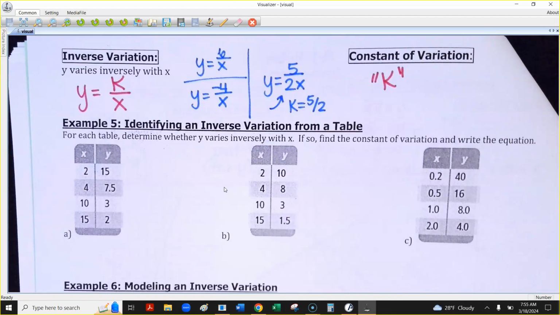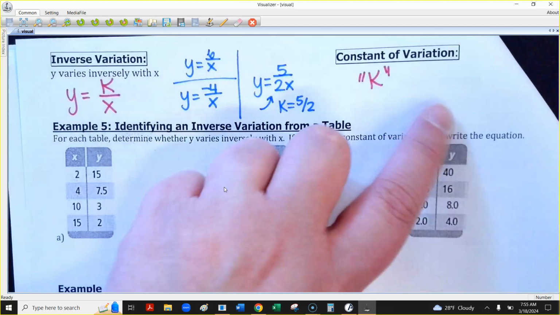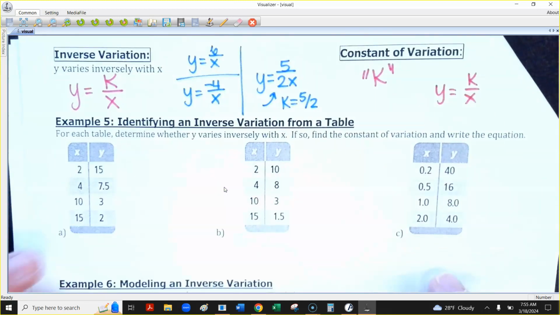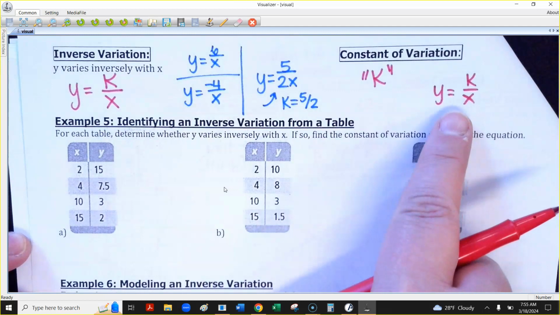Okay, now if we took y equals k over x, and I said to you, hey, let's get k by itself, how would you do that for this equation? What would you do to get k by itself?